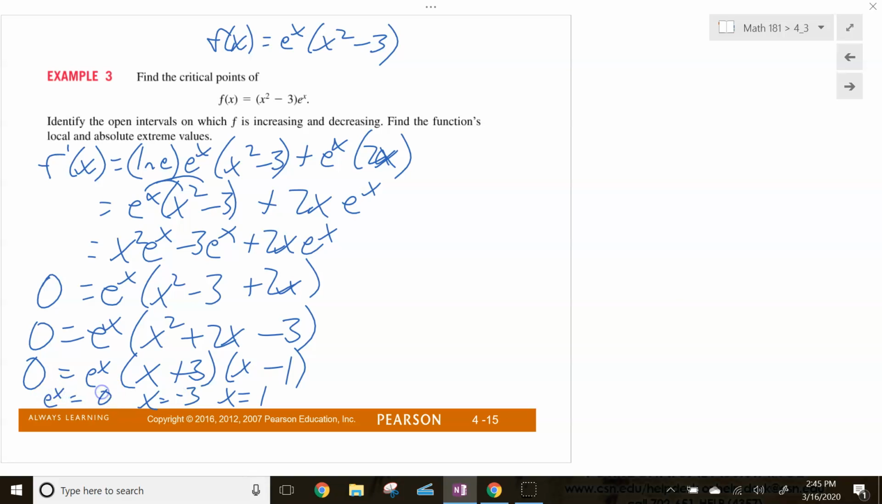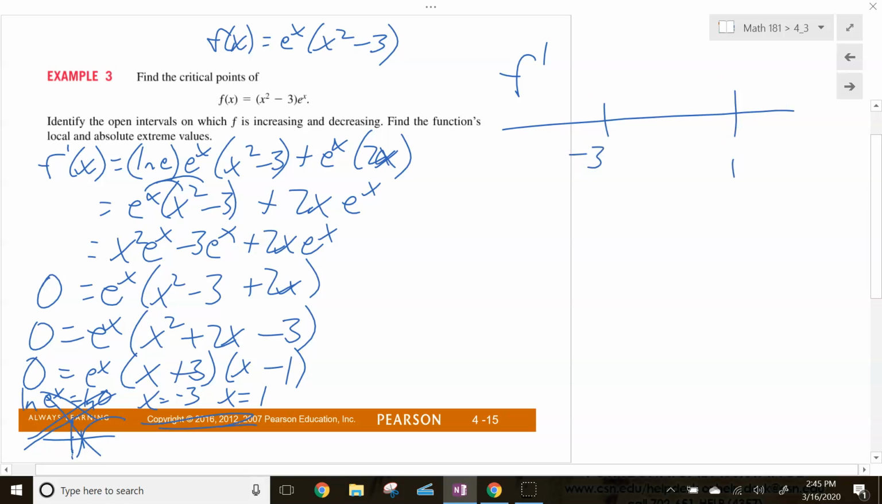Now here's the question. Where does e to the x equal 0? Well, if you were to solve that, if you were to undo e to the x, you take the ln, right? Well, the natural log of 0 does not exist. It's not even a function. Remember, here's the natural log function. It doesn't even touch x equals 0. So there is no natural log of 0. So that's out. That doesn't help you. So you just got these two critical points here: x equals negative 3 and x equals 1.